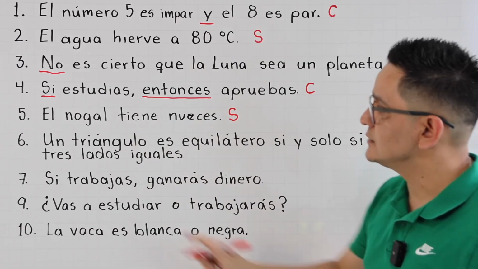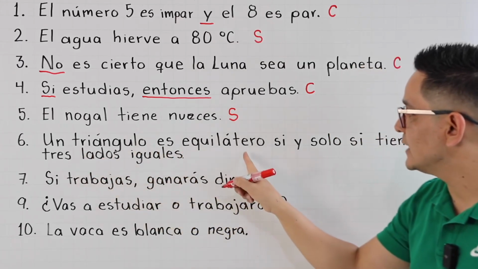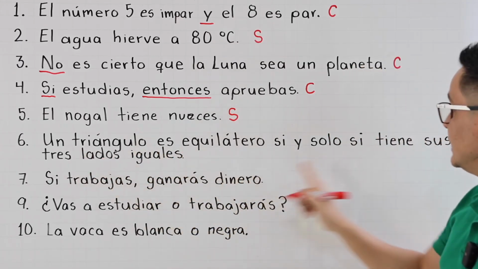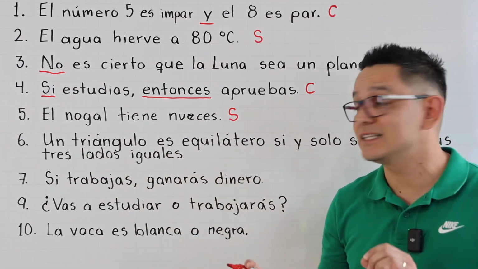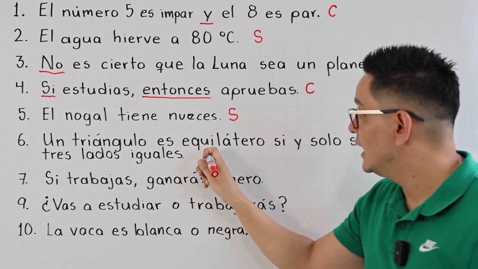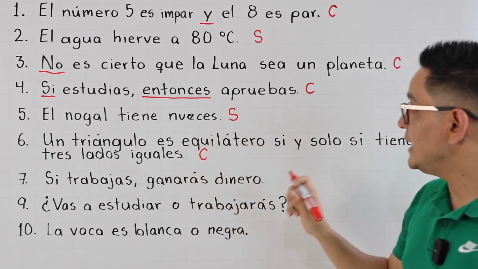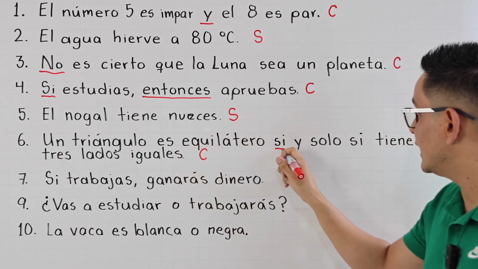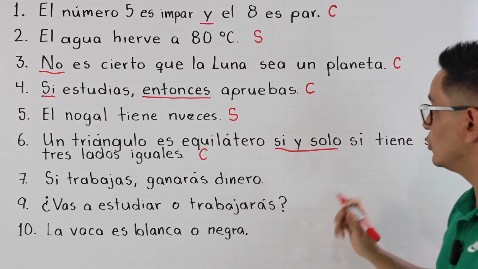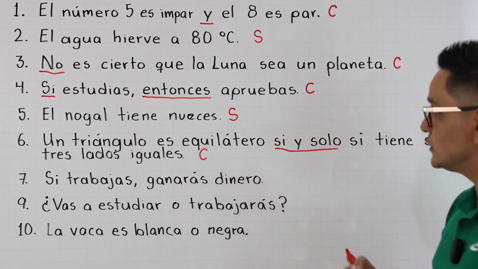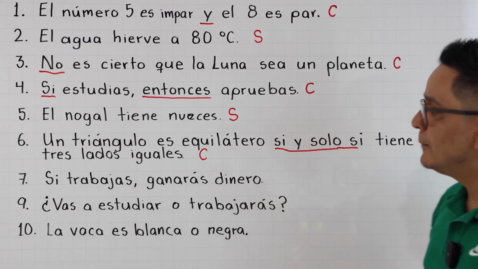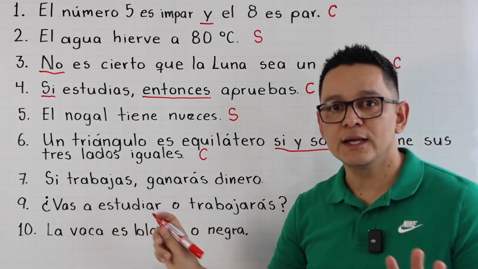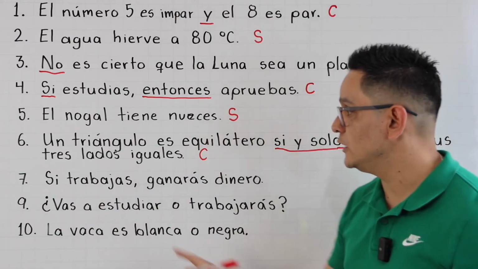Number 6 says, a triangle is equilateral if and only if it has all three sides equal. In this case, it's also a compound proposition. So we mark it with a C. And as we can see, here we have the logical connector, which is if and only if. If and only if. All right, let's move on to the next one.